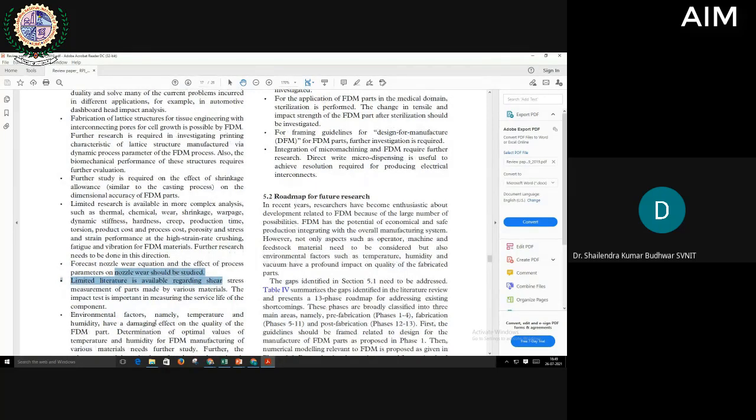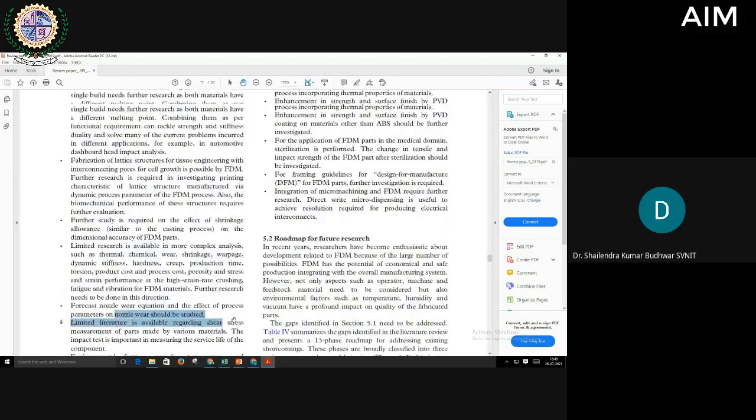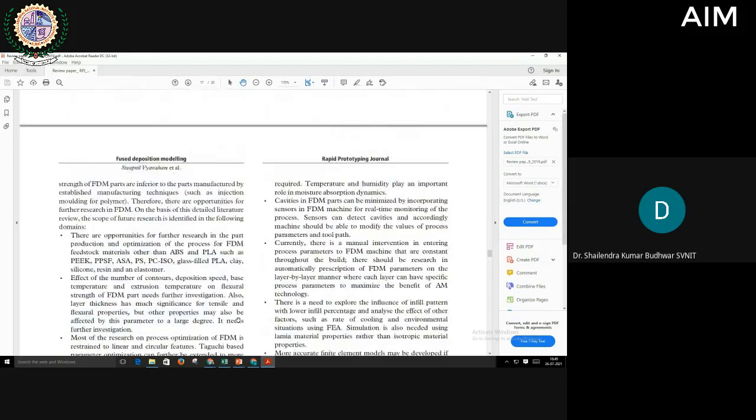Then limited literature is available regarding shear stress measurement of parts made by various materials. The impact test is important in measuring the service life of the component. Then environmental factors, namely temperature and humidity, have a damaging effect on the quality of the FDM part. So determination of optimal values of temperature and humidity for FDM manufacturing of various materials needs further study. So all these are the research gaps that can be investigated further.